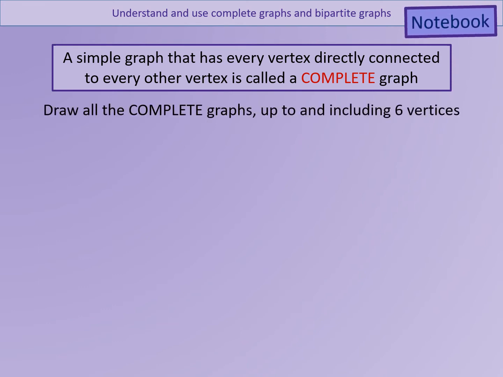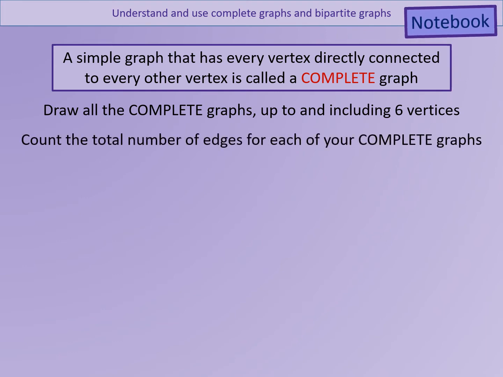I'm going to ask you to pause the slide in a minute and draw all of the complete graphs up to and including the one with 6 vertices, and count the number of edges needed to make a complete graph. I'm just going to start you off with the first 2. So the complete graph with 1 vertex contains no edges because there's only 1 vertex. It doesn't need joining to any others. And the complete graph with 2 vertices contains 2 vertices joined by 1 edge, as shown.